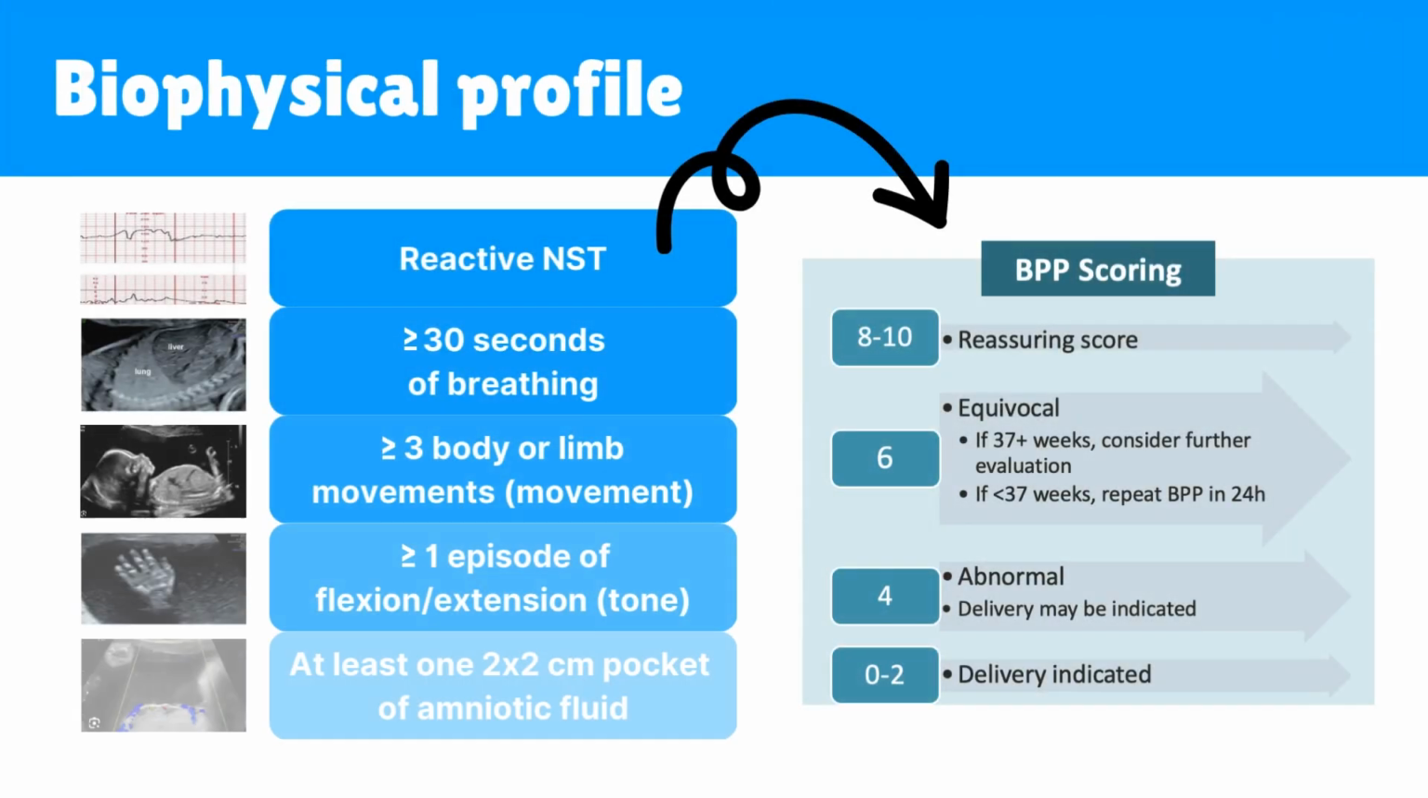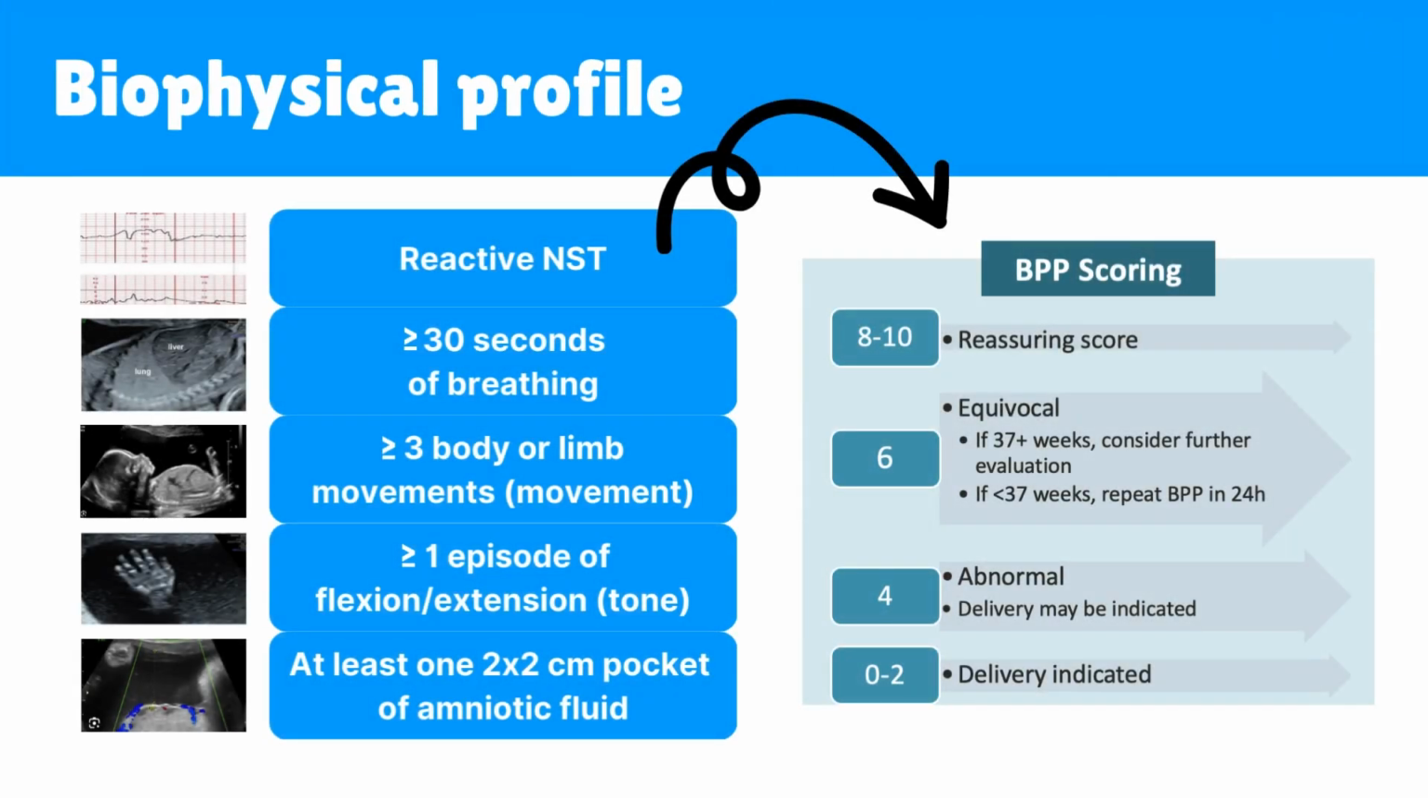A BPP score is out of 10. 8 out of 10 is reassuring. 6 is equivocal. If less than 37 weeks, then repeat the BPP in 24 hours. A score of 4 is abnormal and delivery may be indicated. It really depends. For a score of 0 to 2, delivery is usually indicated.